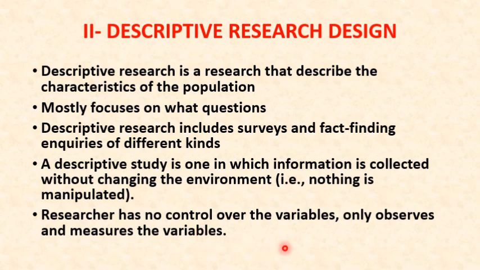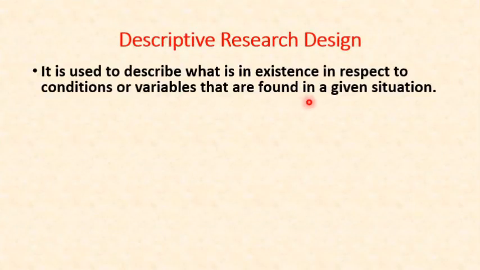Researcher has no control over the variable. Only observe and measure the variable. The researcher has no control over the variable and nothing is manipulated or changed in descriptive research. It is used to describe what is in existence in respect to conditions or variables that are found in a given situation. So it is used to describe what is in existence or what is happening.